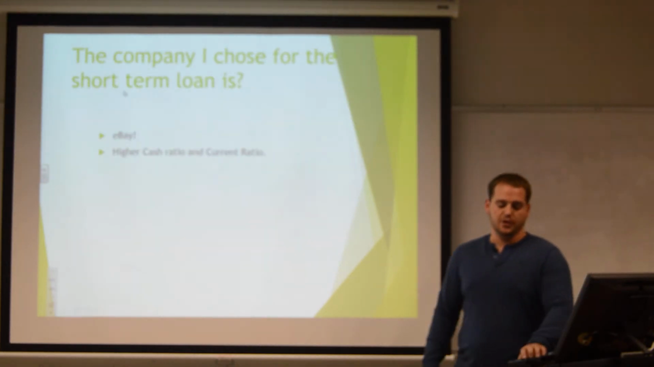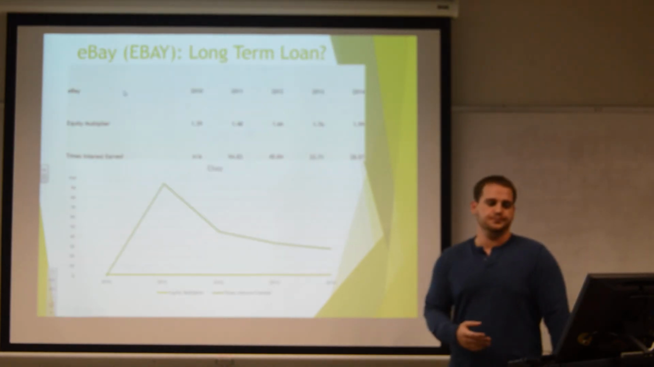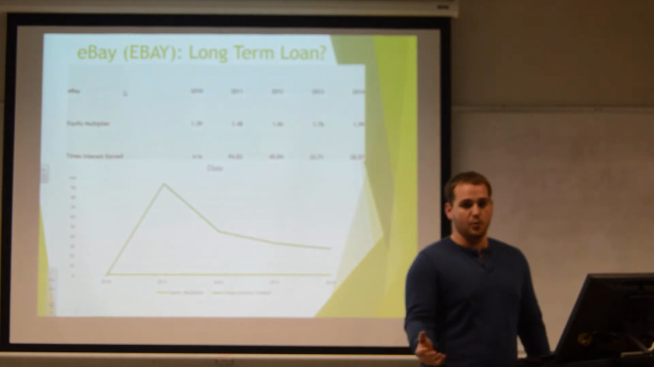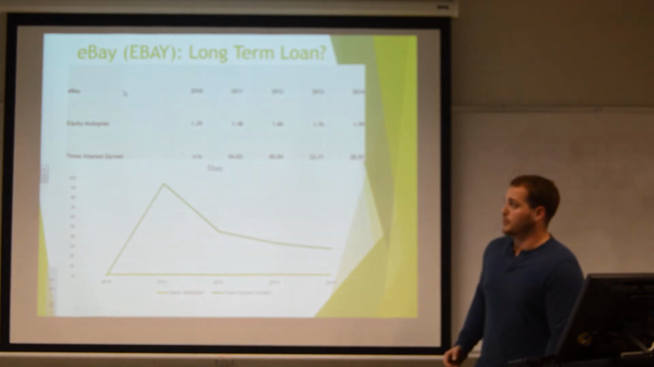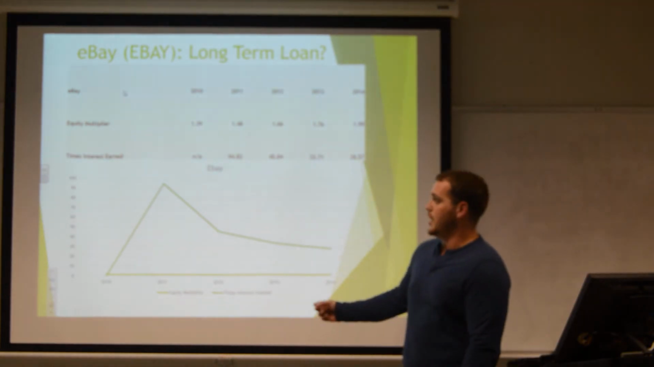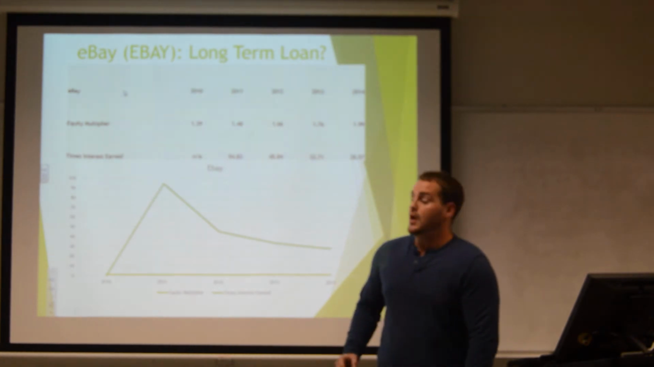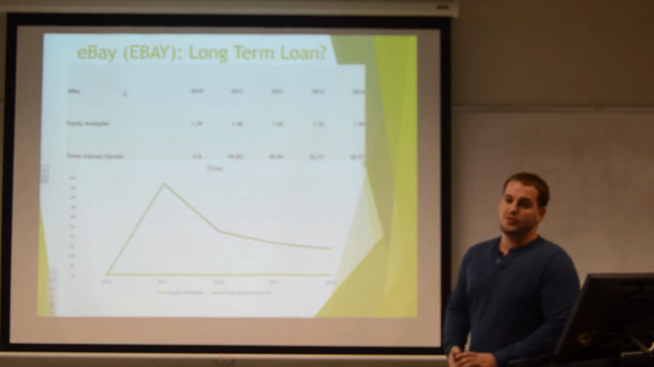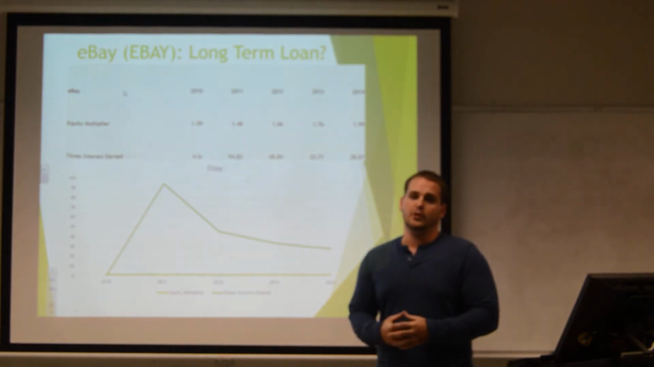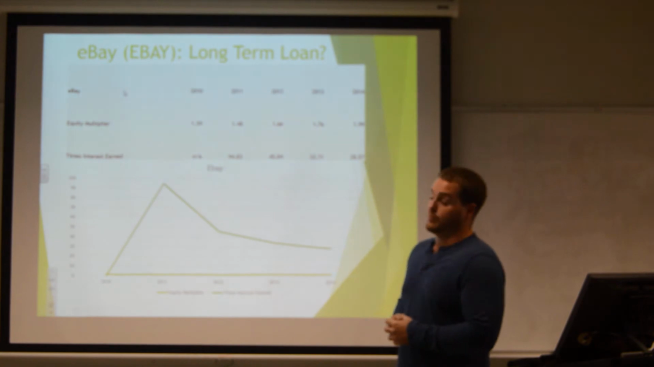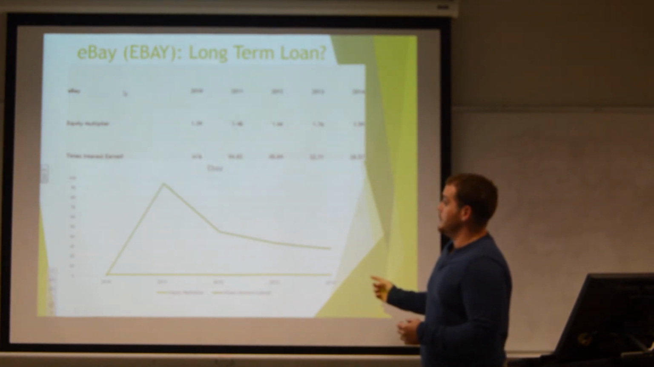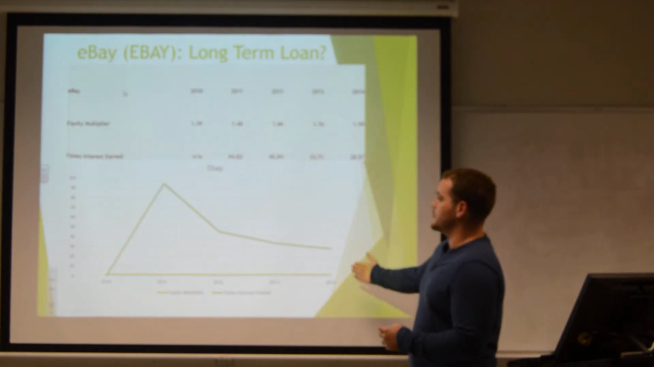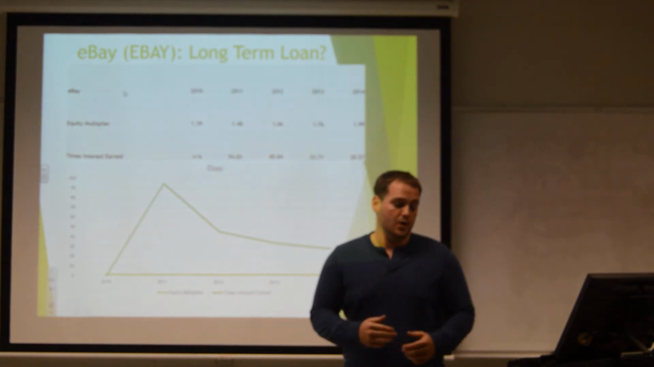The next question I'll be covering would be a long-term loan. First company I started with was eBay. To solve a long-term loan, I decided to use two ratios, equity multiplier and times interest earned. After looking at most of them, even though for eBay I couldn't find the 2010 one, it wasn't on the Bloomberg page, which I got all the information from. Still though, it looks like their equity multiplier and their times interest earned is decent. The times interest earned has dropped a lot, which is good.